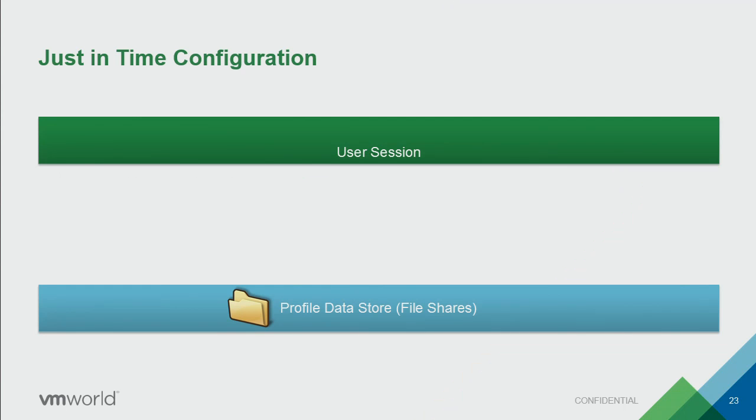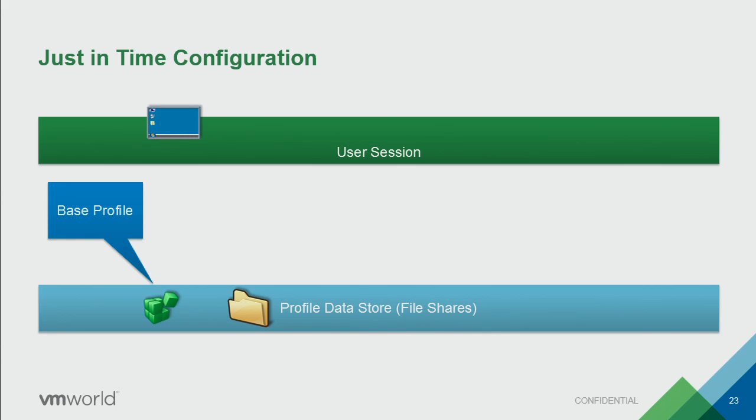So this is a just-in-time configuration. I'm going to walk you through an example of what happens. On the top, we've got our user session. Obviously, there's nobody in there yet, nobody doing anything on the desktop. Nobody is connected, so that's completely idle. And down at the bottom, we've got our profile data stores. These will be the two file stores that we talked about earlier, the central file config share and also the user file share.